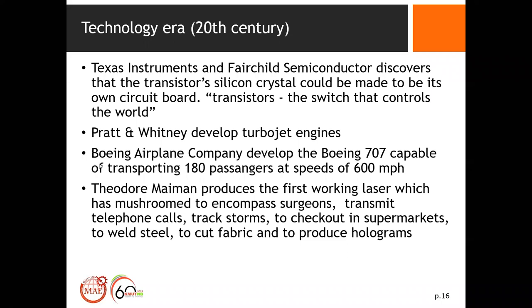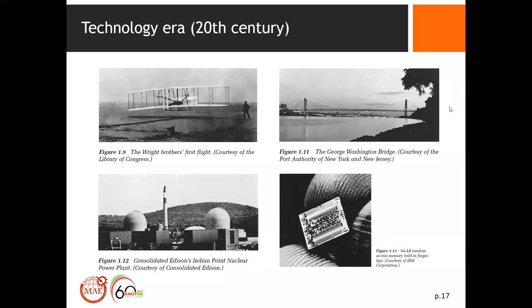And the aviation industry is also growing. Boeing Airplane Company develops the Boeing 707, capable of transporting 180 passengers at a speed of 600 miles per hour. And these figures show what happened in the 20th century. Because we have the big progression in science, so we can produce the plane, right?